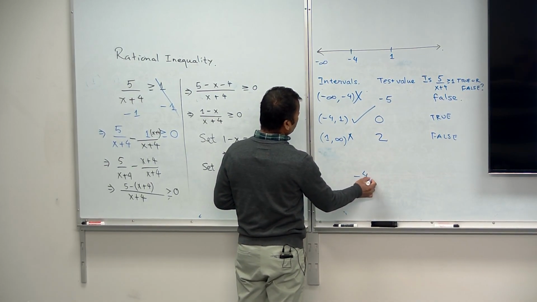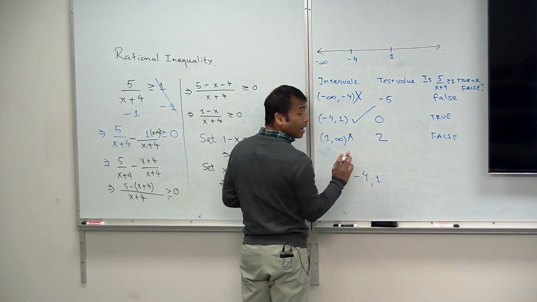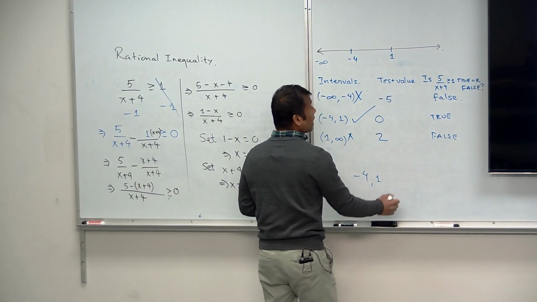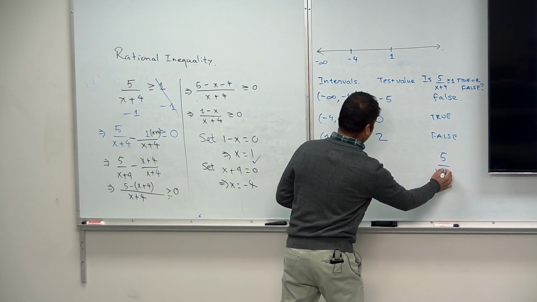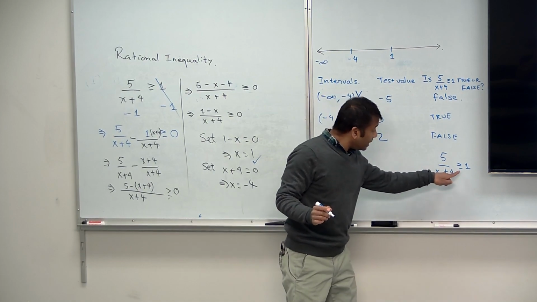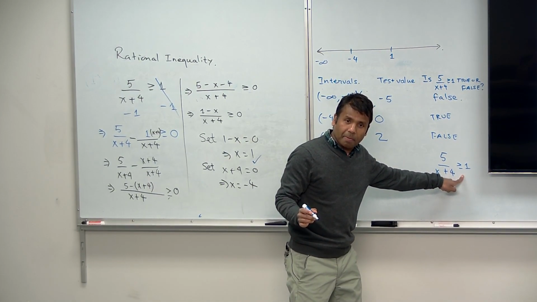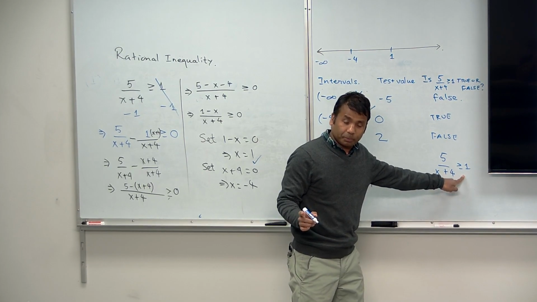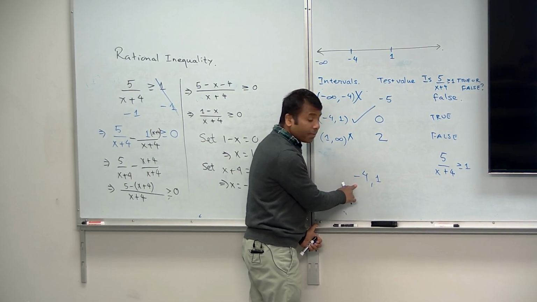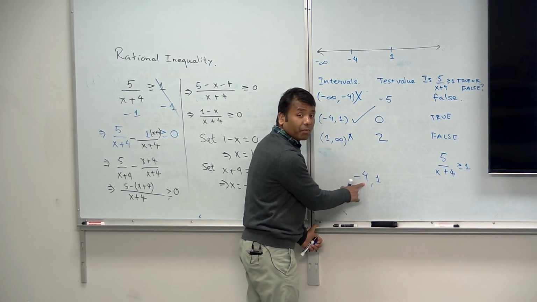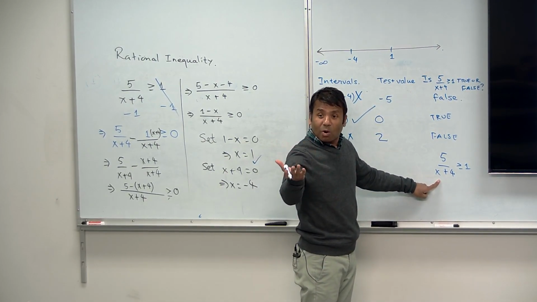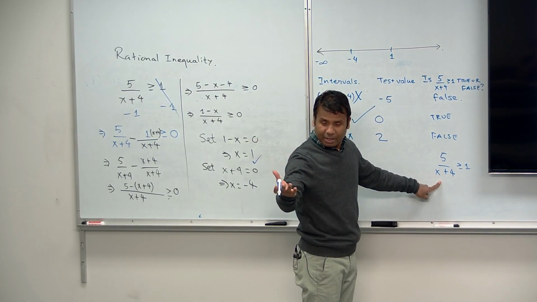So now, we got negative 4 comma 1. Is that right? Now you have to be a little bit careful here. Look at the inequality. Your inequality is 5 over x plus 4 is greater or equal to 1. Right? This is a non-strict inequality. Now, if I include negative 4 in the solution set, what will happen here? That will make the denominator 0. You see what I'm talking about?